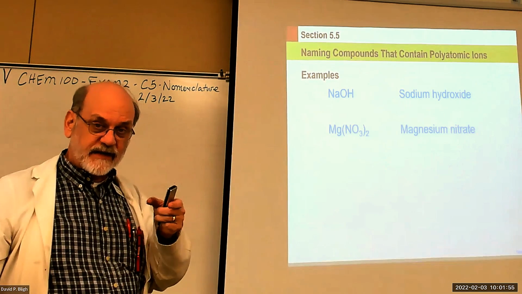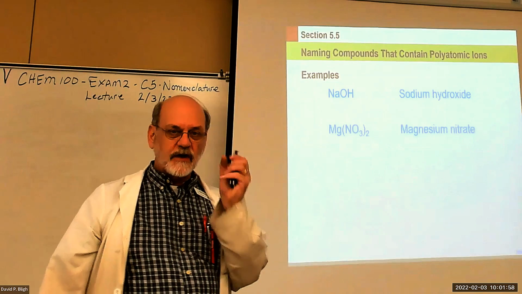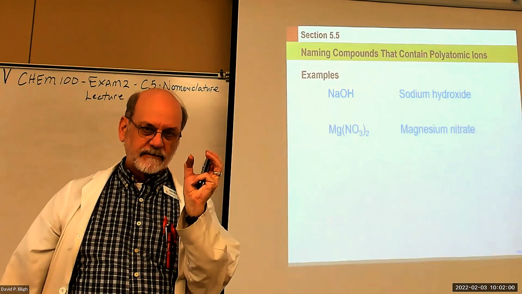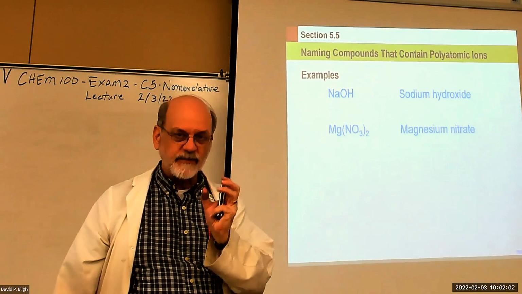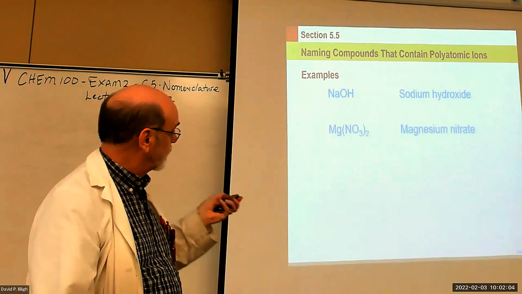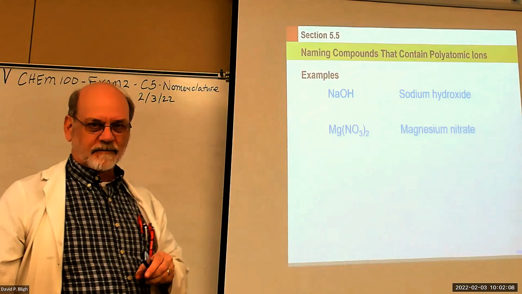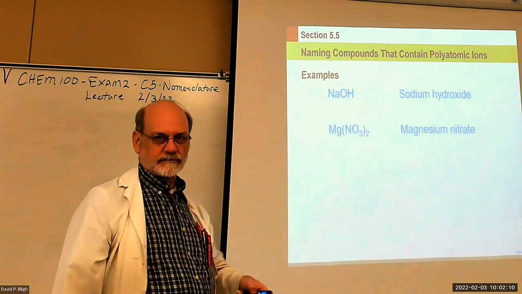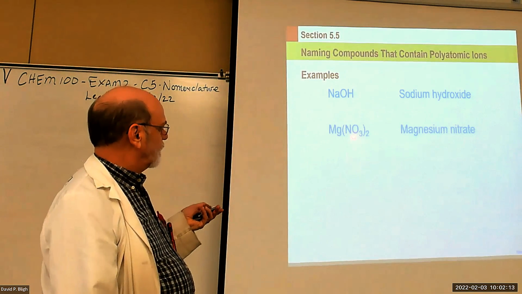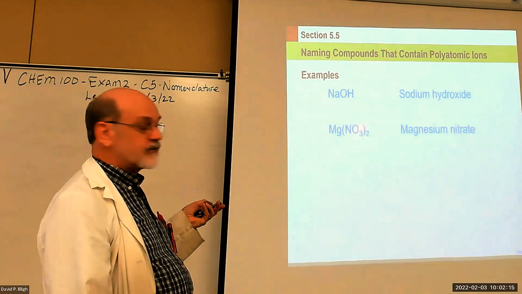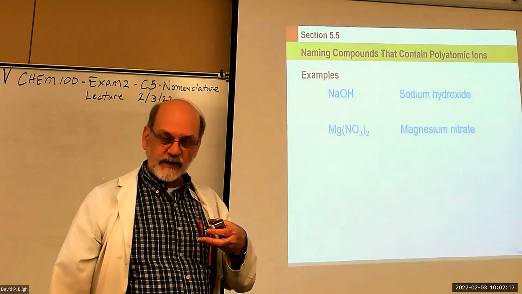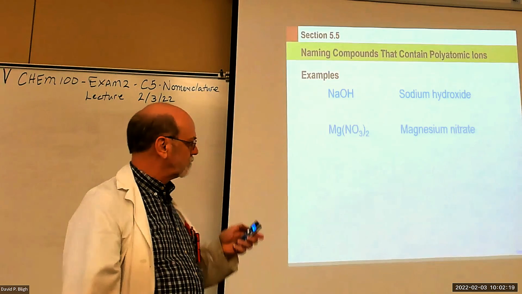We have to use parentheses because you can't split the group up. You can't change the subscripts of a polyatomic ion, right? 1 nitrogen, 3 oxygens, that's it. If you touch them, you die. So 2 nitrates gives you 2 minuses, and magnesium is a 2+, so they balance.